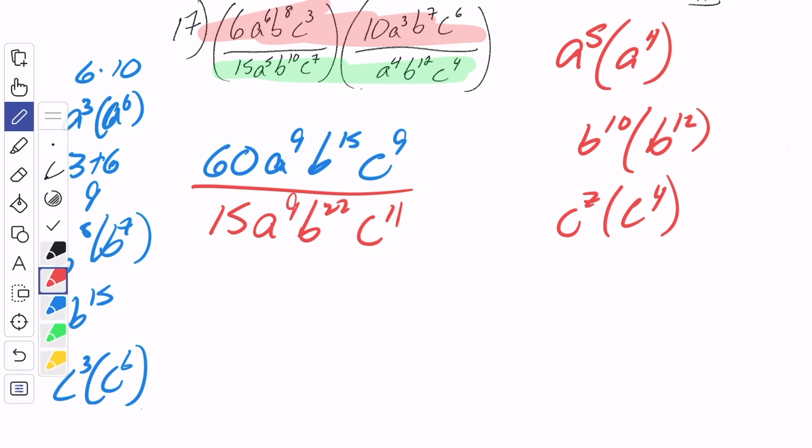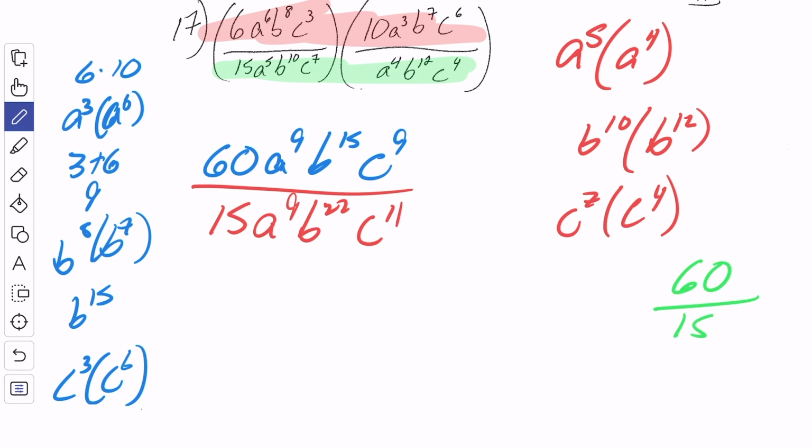Now, after doing that, the last step is we then have to simplify this fraction. Well, we look at 60 over 15. Well, I know 15 goes into 60 4 times. So that's just going to give me 4. Here we have a to the 9th and a to the 9th, the exact same power. So that's going to cancel out to give me 1. So that means that we're not going to have any a's.